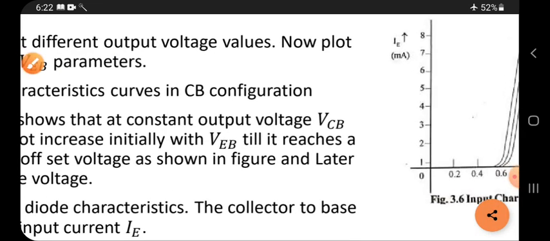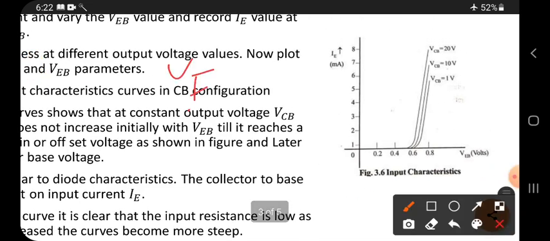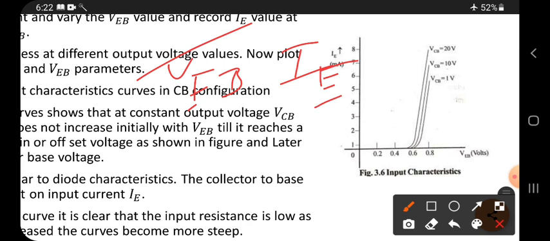First we change VEB and note down the IE values, at different VEB noting different IE values, but we keep the output voltage VCB constant. Suppose the output voltage is 1 volt; at 1 volt we calculate different VEB and IE. Next, change the output voltage VCB to 2 volts.